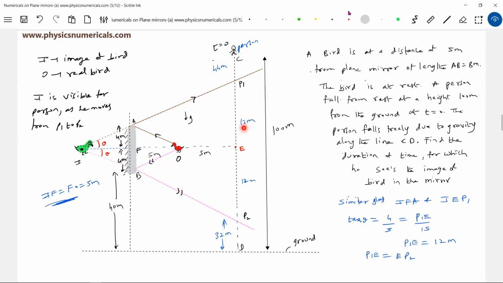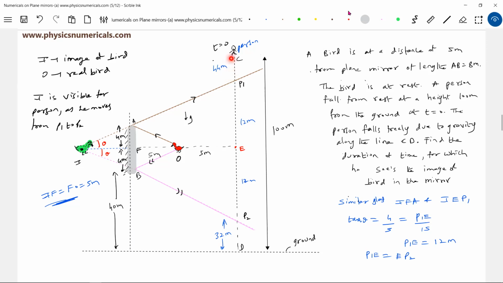I think we have to be a little bit alert. The distance is 12 meter. The total height from F to the ground is 44 meter. If I remove 12, I'll get 32. So 24 plus 32 will be 56. 100 minus 56, this distance will be 44.